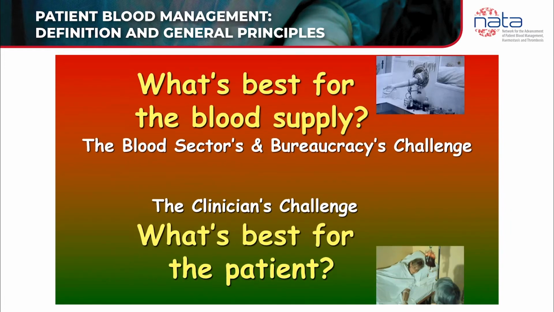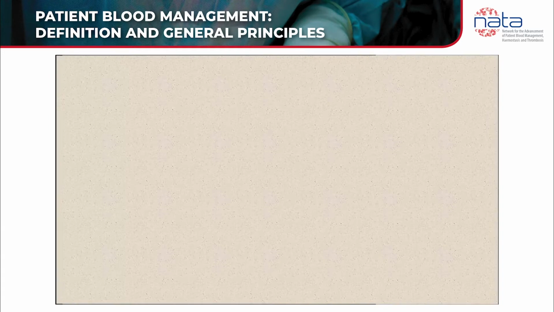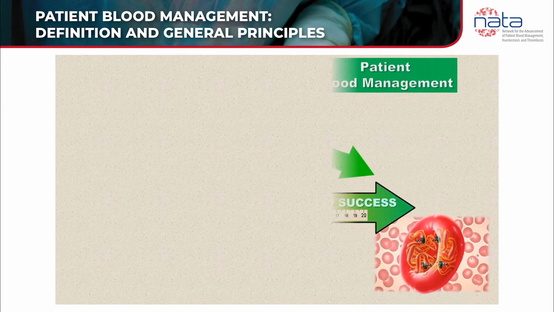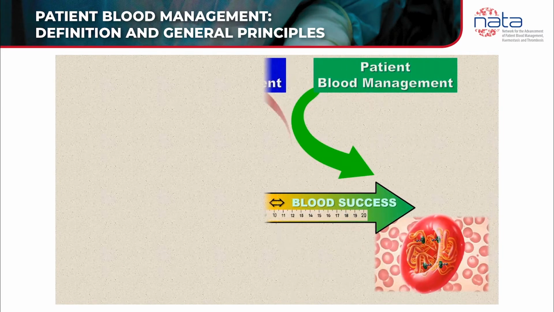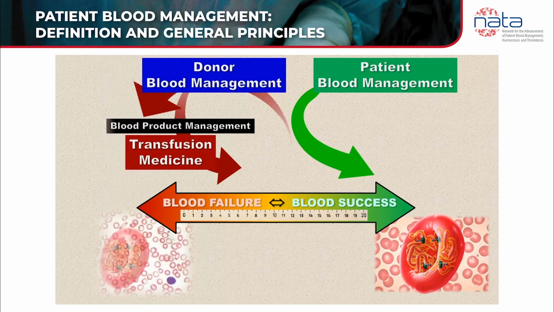What's best for the blood supply? This is really the blood sectors and bureaucracy's challenge. What's best for the patient is the clinician's challenge. There is clearly a tension between these two. So in conclusion, I would like to emphasise that patient blood management is really focusing on blood success, and donor blood management may be required in relation to blood failure and transfusion medicine and blood product management.